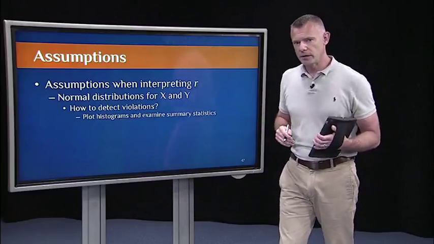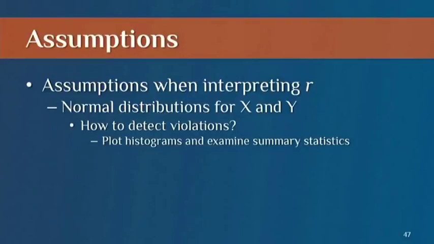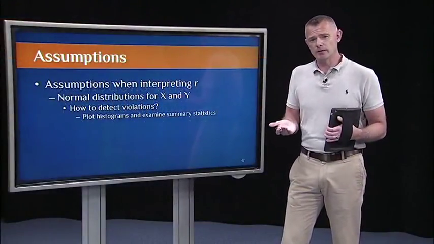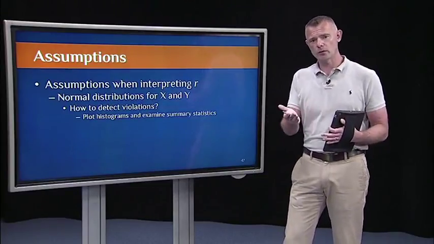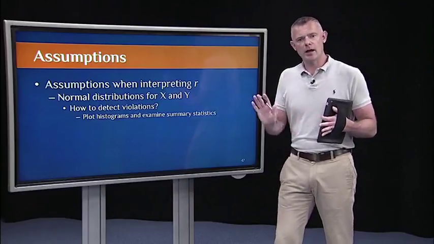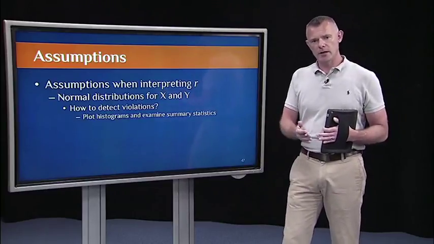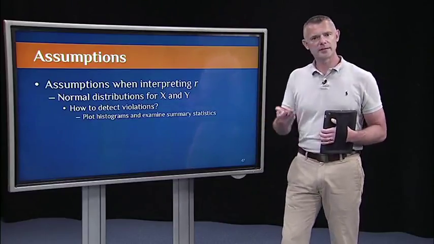So let's go back to the first 3. And number 1, that we have normal distributions for x and y. Well, how do we detect violations of that assumption? That's real easy. Just go back to our lecture on distributions and summary statistics. All you have to do is plot histograms, eyeball them, see if they're relatively normal. If it's hard to detect, then you could run summary statistics and see if they're normal enough to satisfy this assumption. That was covered in the lecture on distributions and histograms and on summary statistics and in the first lab.